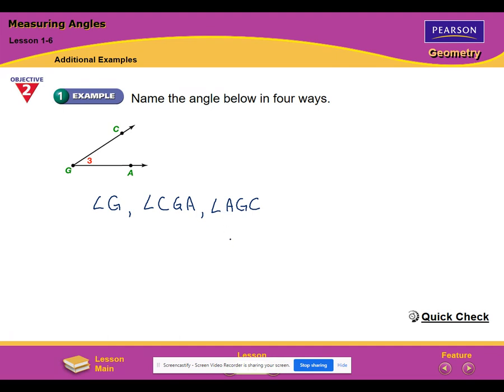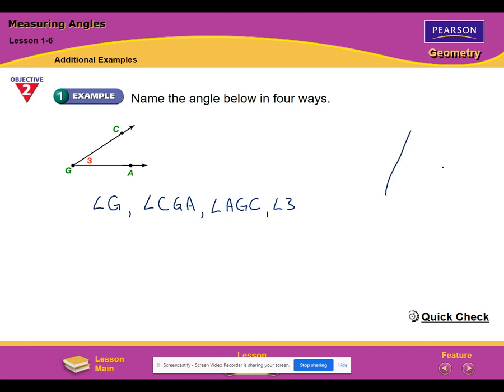And angle AGC, just flipping C and A to AC, A and C, that's AGC, G being in the middle, is a third way to name the angle. I already explained to you why we would need that. Here's the fourth way, and again, I'd like you to consider an alternate drawing here. The fourth way is going to be angle 3. It's kind of out of context when you just look at this simple example.